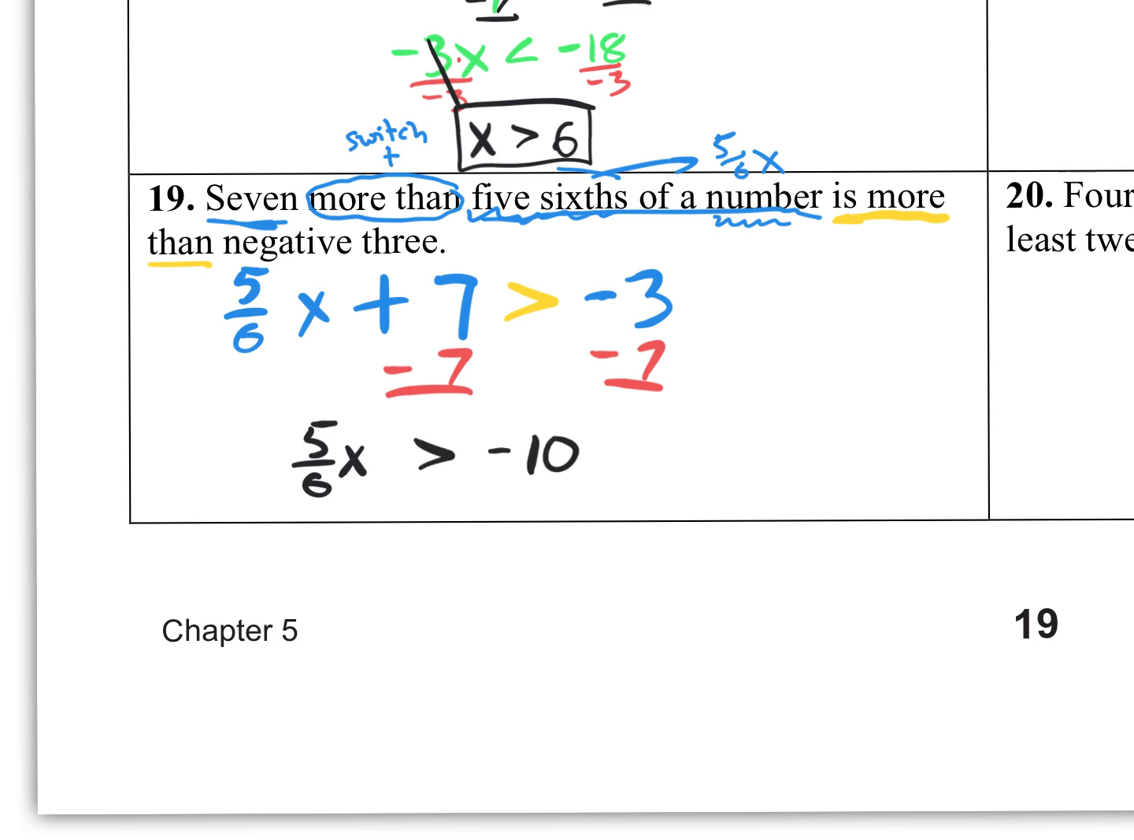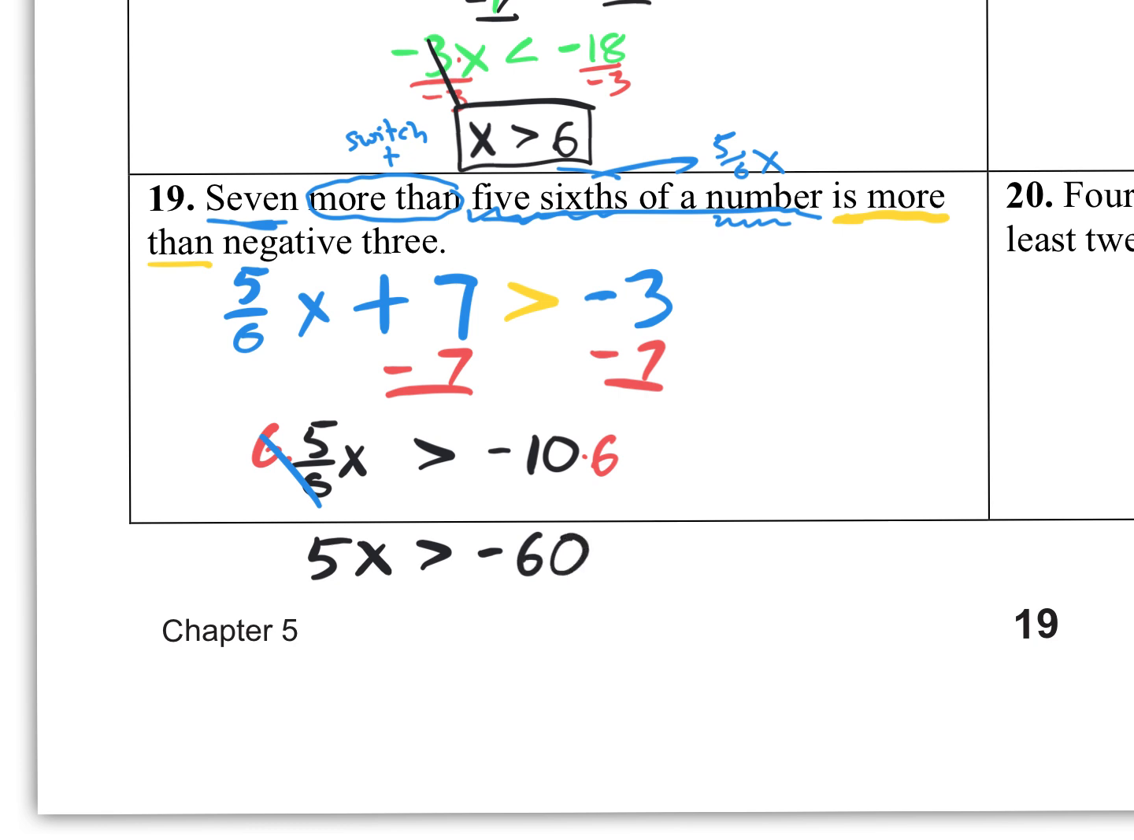Now, what is 5/6? It's a fraction, which really is a division problem. It's really saying 5 divided by 6. So to get rid of the division of 6, you're going to multiply by 6. And what you do to one side, do to the other side, multiply by 6. That will cancel it out. You will have 5x is greater than negative 60.